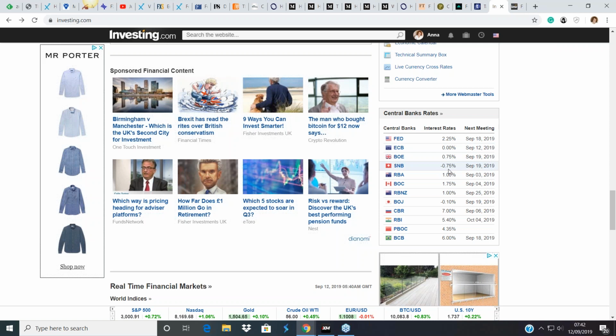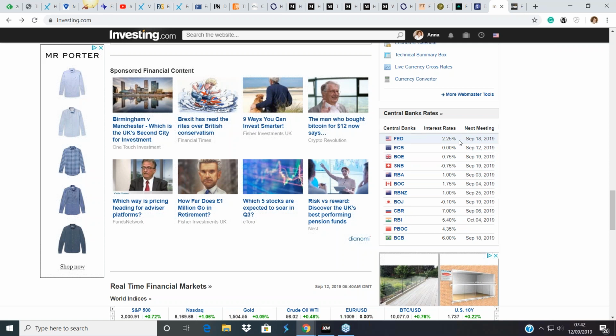We've got the Swiss at minus 0.75, and you can see, when you go into the emerging markets, here we've got Russia at a fantastic 7%. You've got India at 5.4, China at 4.35, and Brazil at 6%. What he feels is this is completely out of whack with the other G7s, the euro, the Bank of England, etc. So he's not happy with the Fed.